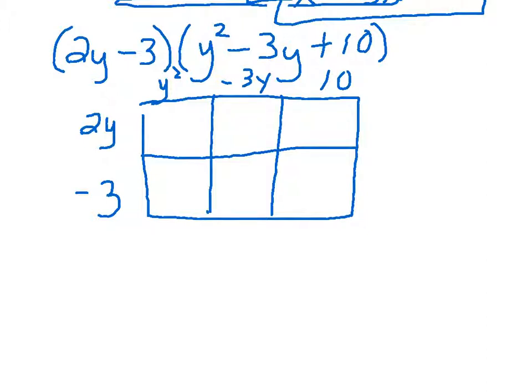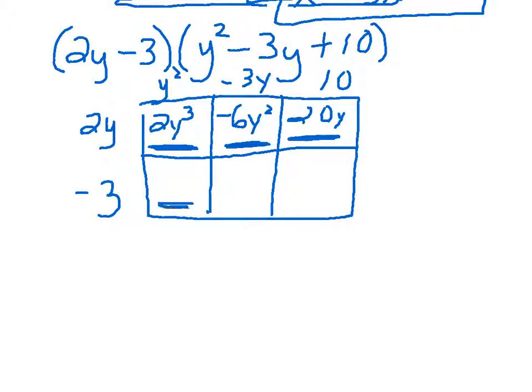And again, the box is totally telling you what to multiply together. So here, 2y times y squared, 2y cubed. This box, 2y times negative 3y. That's negative 6y squared. See how it slows you down, makes you think about the exponents? This box, 2y times 10, 20y. This box, negative 3 times y squared. Ooh, I like that one. That one's pretty easy.